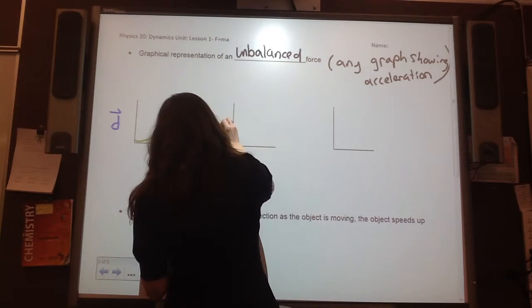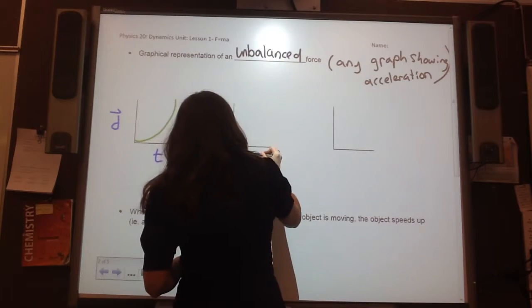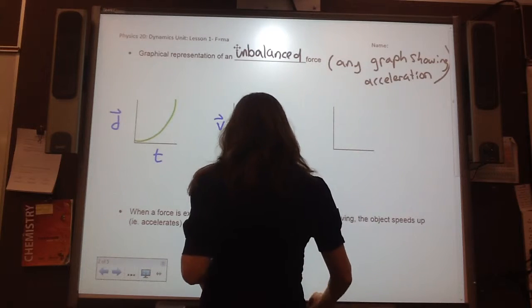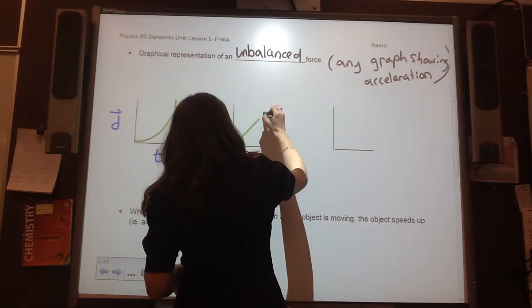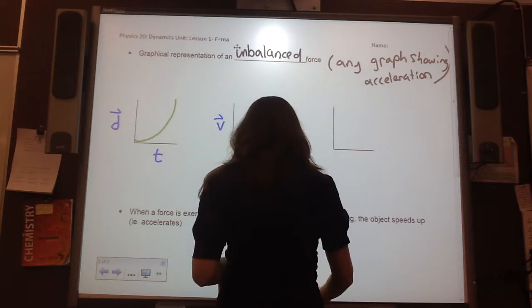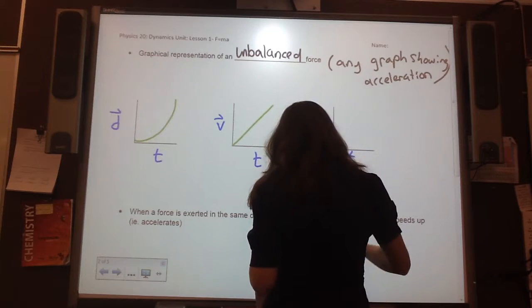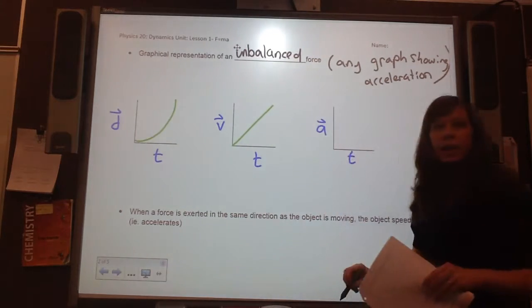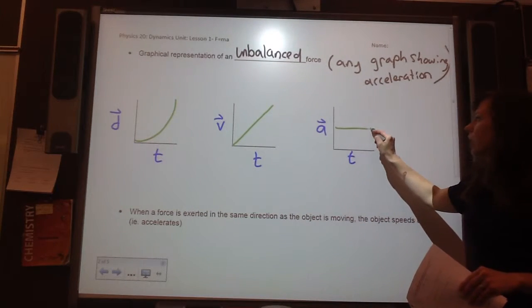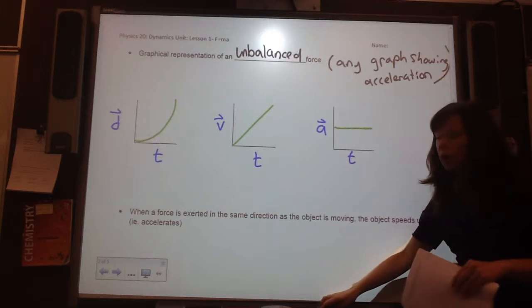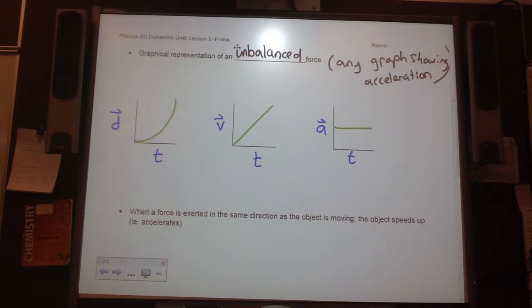Now, if I have a velocity-time graph, an increasing velocity with time will be a linear relationship. And an a-t graph, an acceleration graph, will just be a straight line showing at what magnitude it is accelerating.